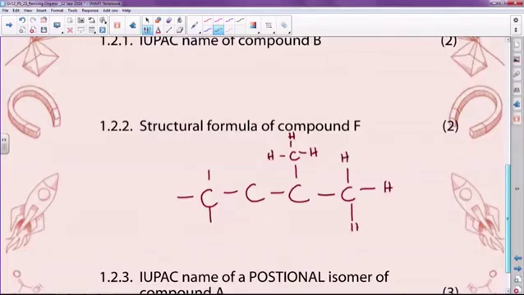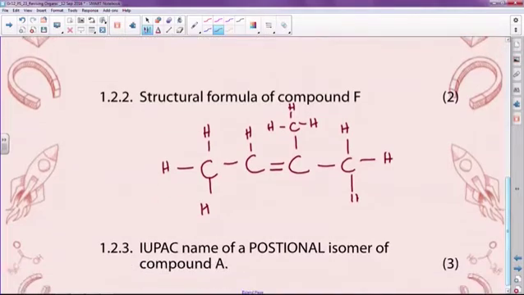This carbon had that attached to it, and this one had a CH, okay? This was CH, which means the only way this can happen is for me to have a double bond in the middle, and don't forget you have to give me all the bonds and all the hydrogens. Now they want the IUPAC name of a positional isomer of compound A.